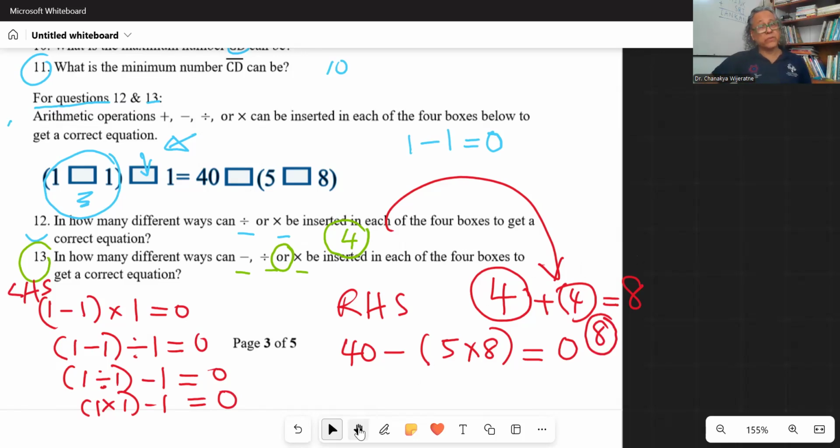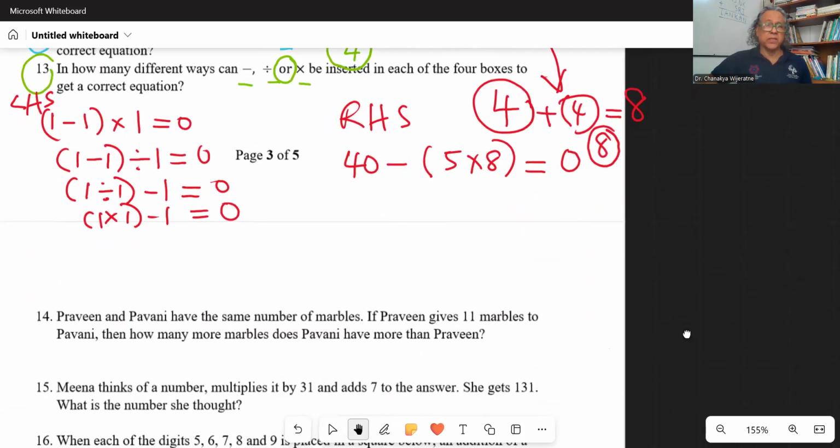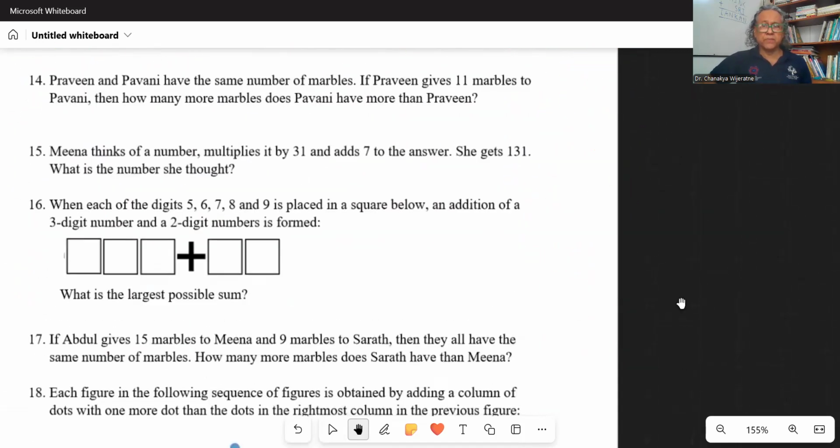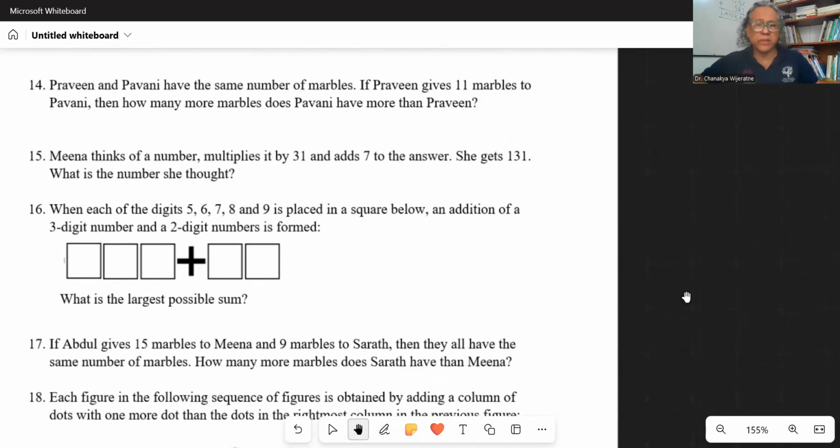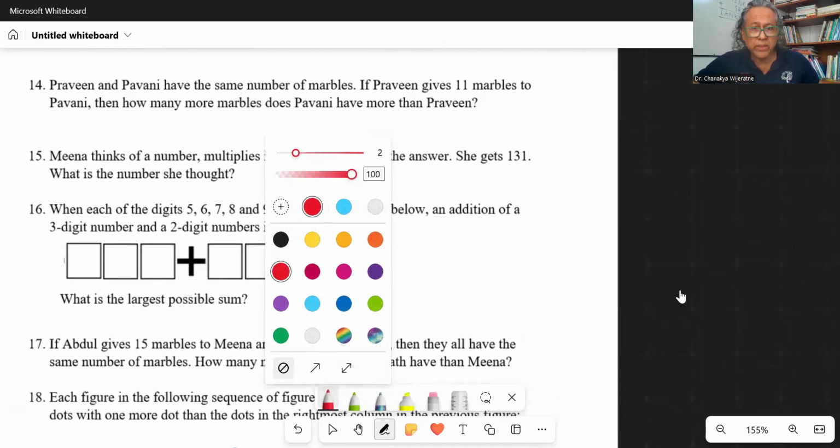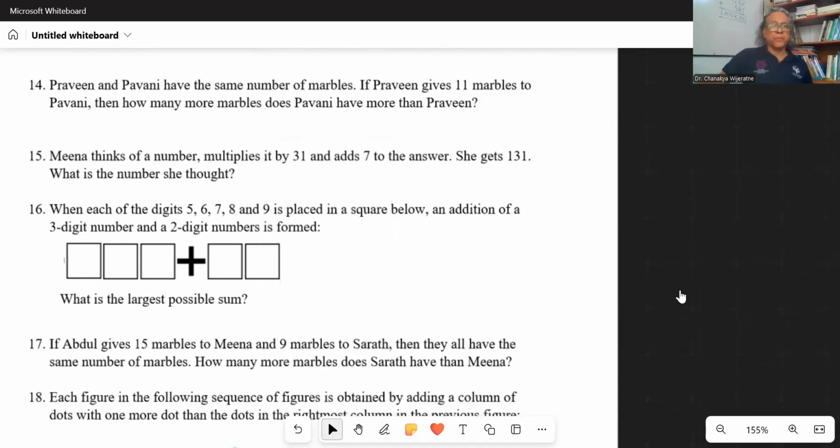Right. So that was even more interesting than the previous one, right? So let's look at number 14. So let's go back to our cool color, which is light blue. That is my cool color, right?